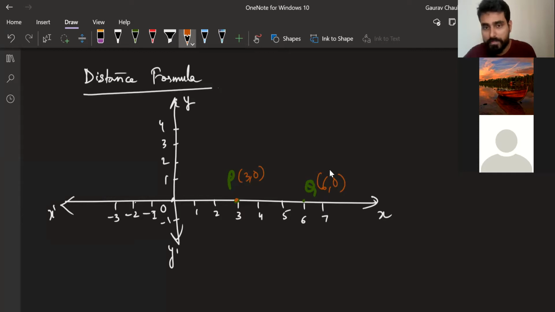From P to Q, what's the distance? Sir, 3. How are you getting that? From P, I'm taking 3 steps, right? 3, 4, 5, and 6.